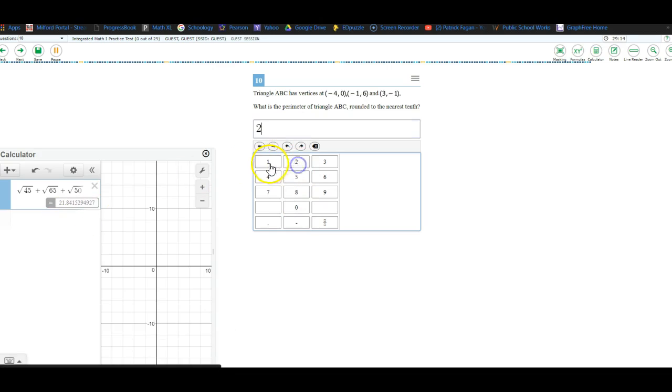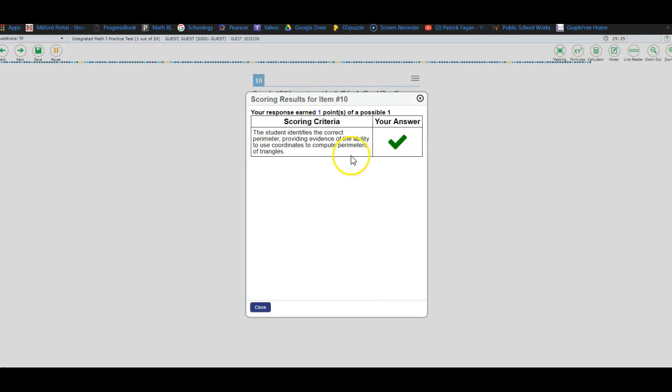So let's type that in, see how we did. 21.8. Go over here and let's score it. It says that's correct. Student identifies a correct perimeter, providing evidence of the ability to use coordinates to compute perimeters of triangles. So I hope that made sense.